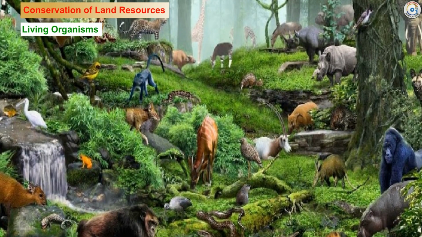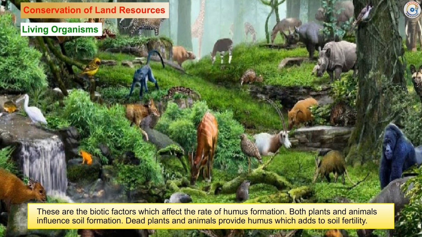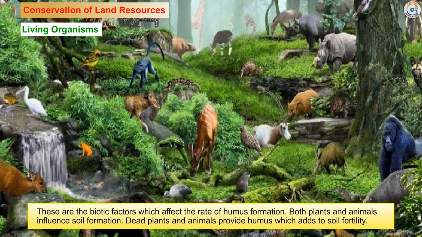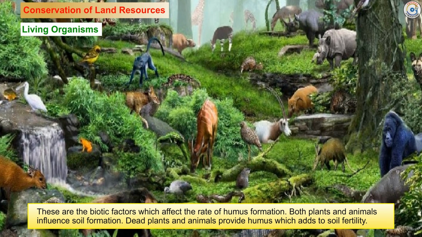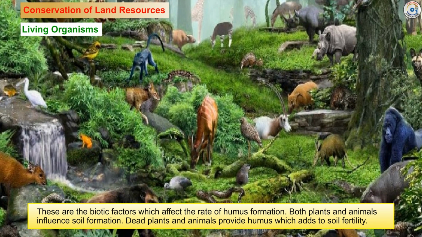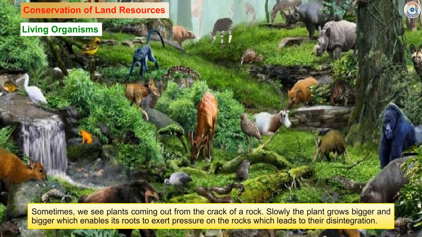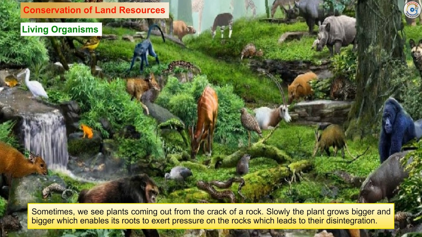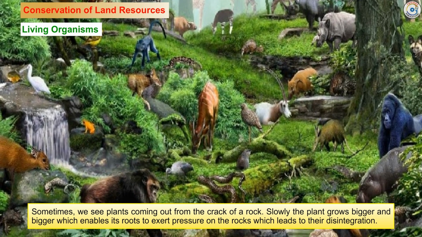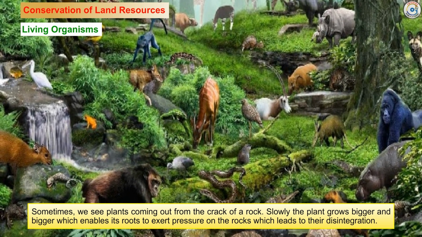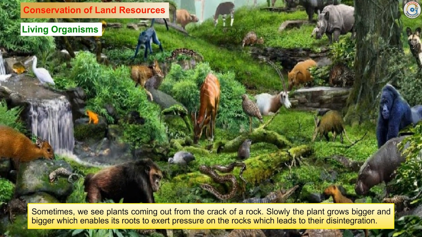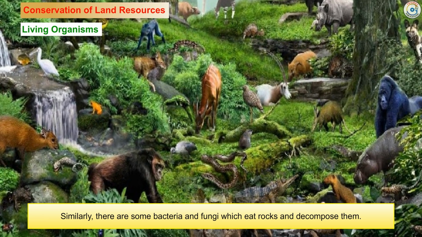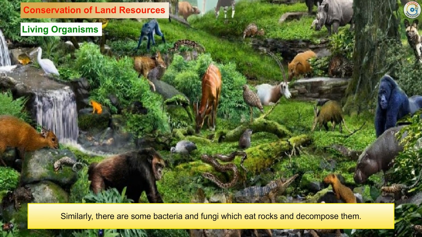Living organisms. These are the biotic factors which affect the rate of humus formation. Both plants and animals influence soil formation. Dead plants and animals provide humus, which adds to soil fertility. Sometimes we see plants coming out from the crack of a rock. Slowly the plant grows bigger and bigger, which enables its roots to exert pressure on the rocks, which leads to their disintegration. Similarly, there are some bacteria and fungi which eat rocks and decompose them.